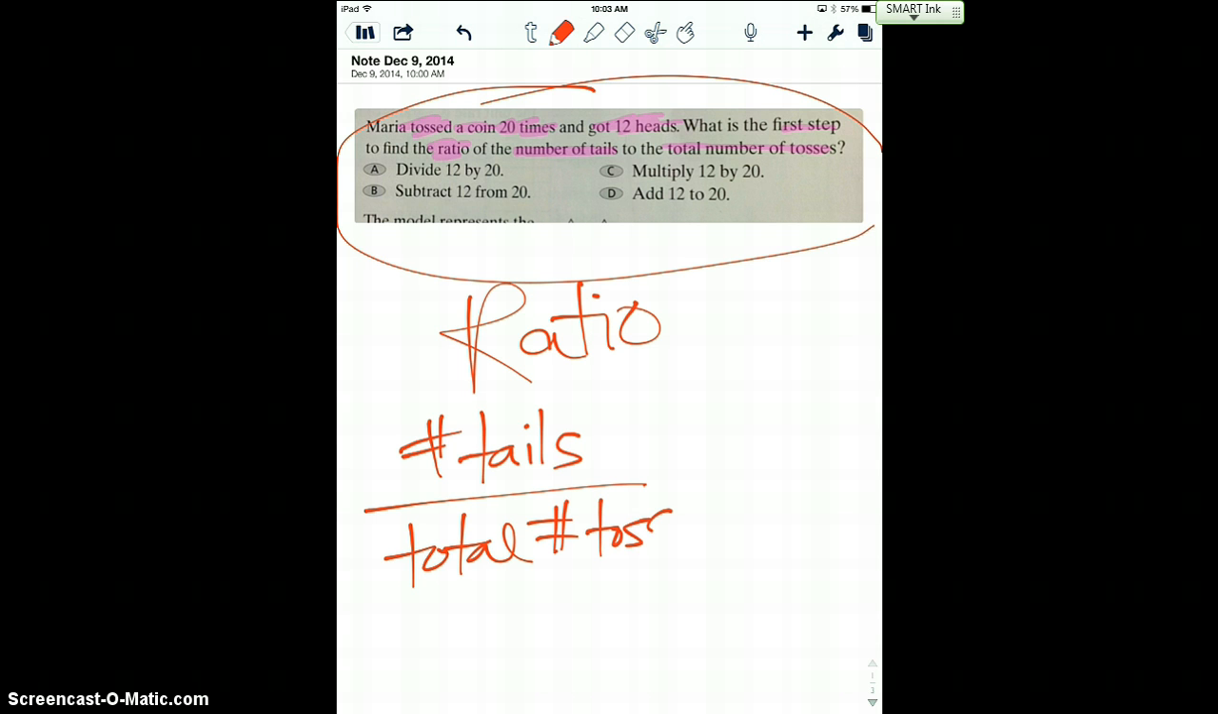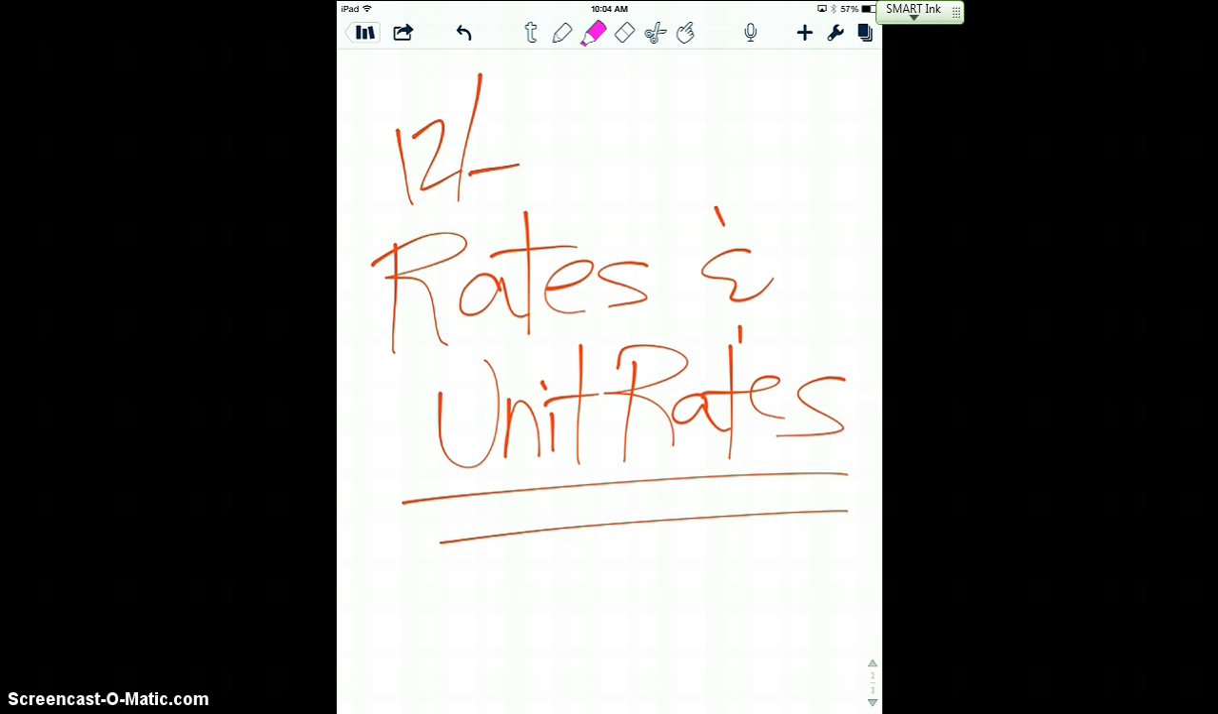What is the first step? Well, it looks like here, number of tails, that wasn't given to me. So my first step is going to have to be to figure out how many tails. So how would I do that? Divide 12 by 20, multiply 12 by 20, subtract 12 from 20, or add 12 to 20. What are you thinking? It's quick. What are you going with? Well, to get the number of tails, I know the number of heads is 12, so the rest must be tails. So I'm going to subtract that 12 from 20. Okay? So that was just warming up your brain there, seeing where you're at.